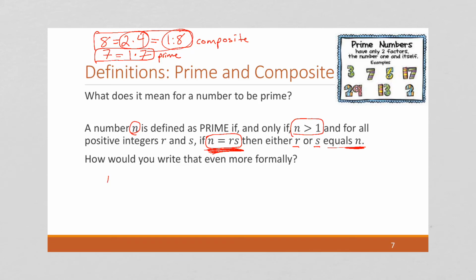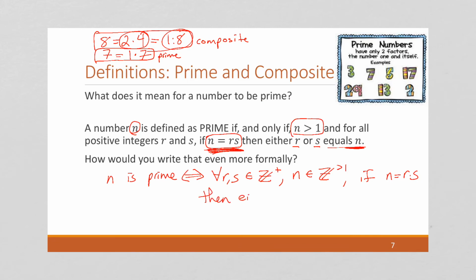To put this formally, we're going to say n is prime if and only if, for all r and s in the positive integers, because prime numbers have to be greater than 1, and n is an integer greater than 1, if n equals r times s, then either r equals n and s equals 1, or r equals 1 and s equals n.